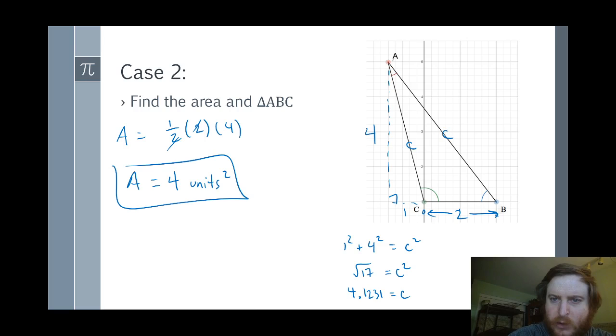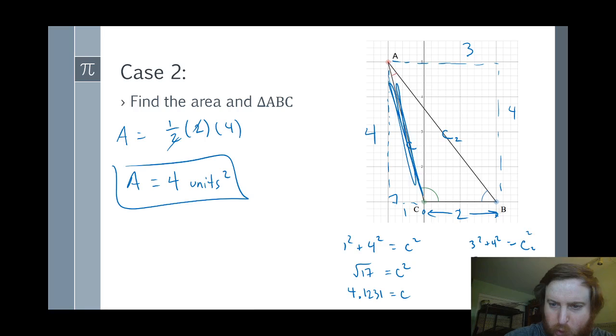And just kind of extend it over and down. So this is 1, 2, 3. And then this is 1, 2, 3, 4. So do 3 squared plus 4 squared equals, I'll call this like C2. My second C squared, that's 9 plus 16. 3 squared is 9 plus 4 squared is 16. That's 25. Square root it, and we get 5. So my 3 sides, right, this side is 4.1, this side is 2, and this side is 5.